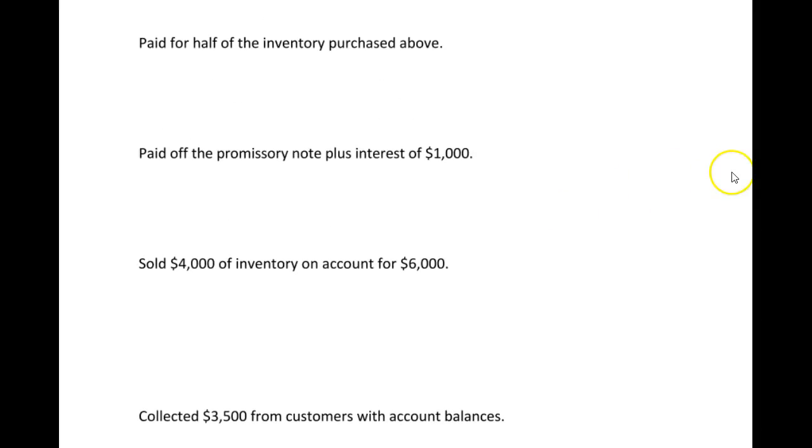All right, if we flip over to the next page, we'll walk through these. So we paid for half of the inventory purchased above. Remember, when we bought the inventory, we bought it on account, meaning we haven't paid for it yet. So now what we're going to do is pay for it. Remember, we had a credit to accounts payable, and we were paying for 20,000, but we're paying half of it, so 10,000. And now is when we have the credit to cash, because we're actually paying a portion of what we owed.